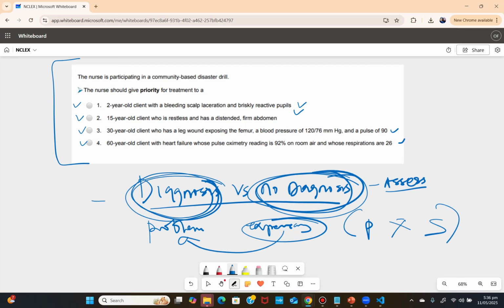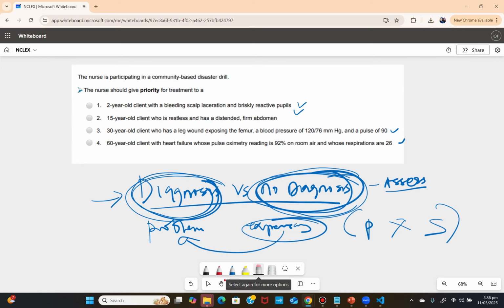The patient who has a diagnosis needs your help, but not as much as these clients who don't have a diagnosis. So it makes sense that when you are on the NCLEX exam and you spot that one or two options, or three options, don't have a diagnosis, just eliminate the other options that have a diagnosis, because you are not going to prioritize that client 100% of the time on the NCLEX exam. So that is how it works.